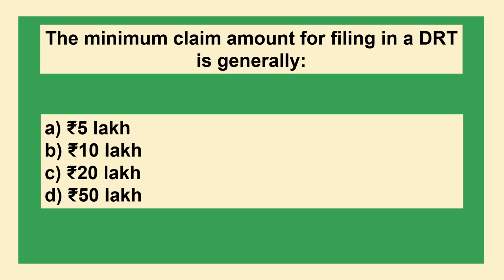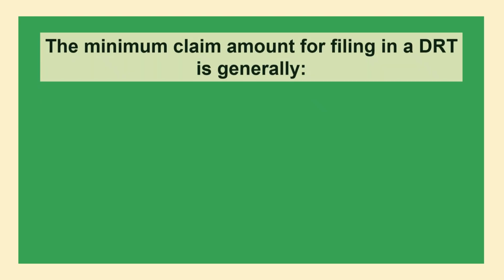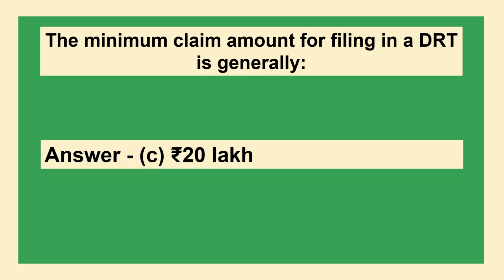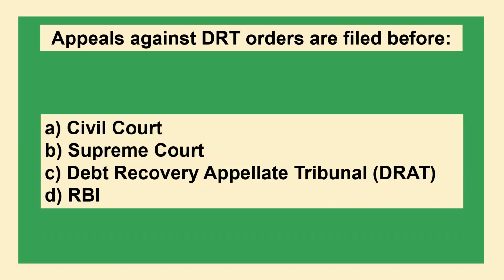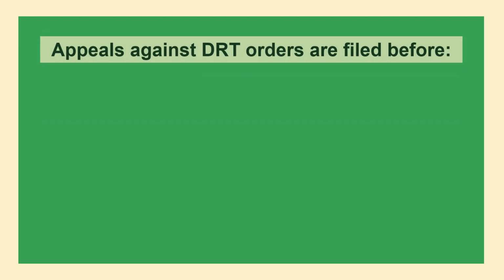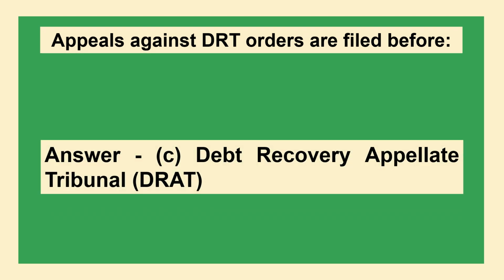The minimum claim amount for filing in a DRT is generally option A, rupees 5 lakhs, option B, rupees 10 lakhs, option C, rupees 20 lakhs, option D, rupees 50 lakhs. The answer is option C, rupees 20 lakhs. Appeals against DRT orders are filed before option A, Civil Court, option B, Supreme Court, option C, Debt Recovery Appellate Tribunal, option D, RBI. The answer is option C, Debt Recovery Appellate Tribunal.